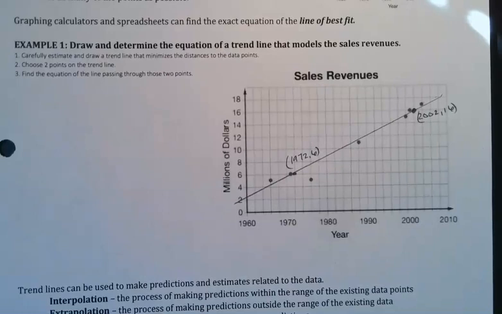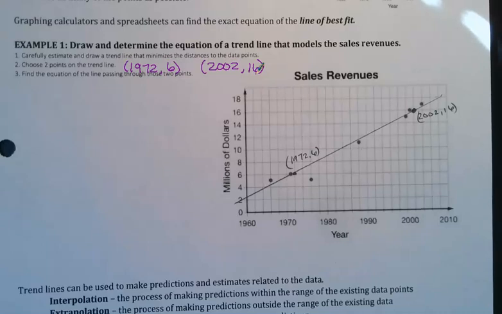Okay, so again, my 2 points on my trend line are 1972, comma 6, because 1972 is my year, and 6 is my millions of dollars. And then my other one is 2002 and 16. So what do those numbers represent? The dollars and then the year. So this is my X and Y. So what are the dollars and the year? How many $1 million per year? $1 million per year of what?